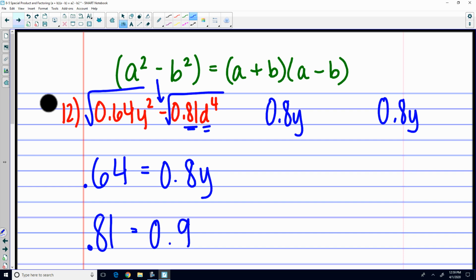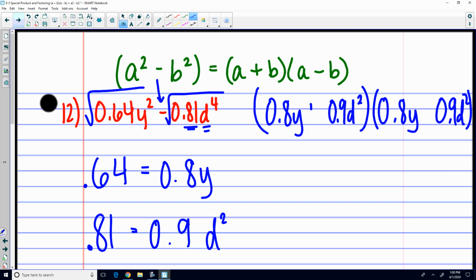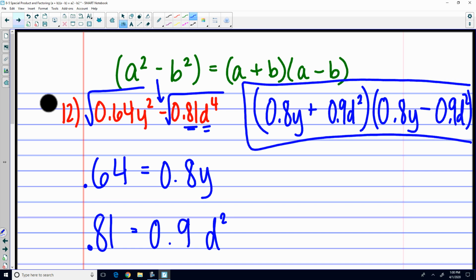And I had a d there. Now it's d to the 4th, not squared. The square root of d to the 4th would be d squared, because d squared times d squared is d to the 4th. Remember, we add those powers. So since we add them, the square root is d squared, and so that goes second, 0.9d squared, and 0.9d squared. Need some parentheses, and I need an addition and a subtraction. There is your final answer.